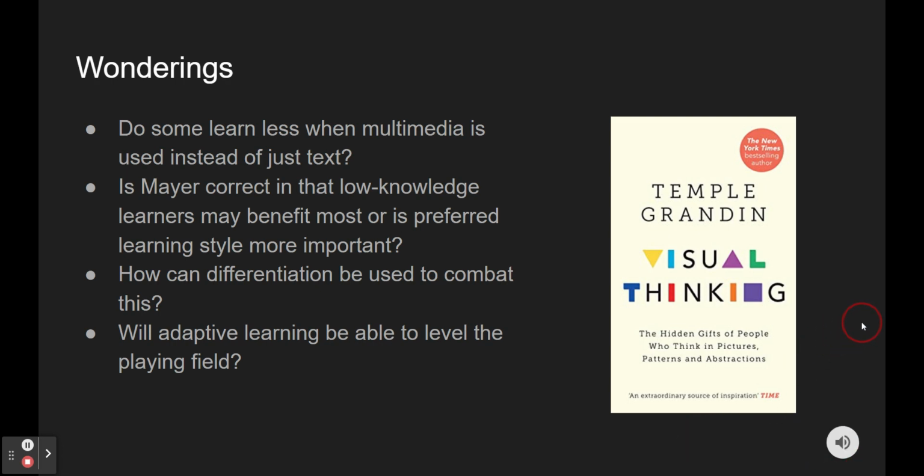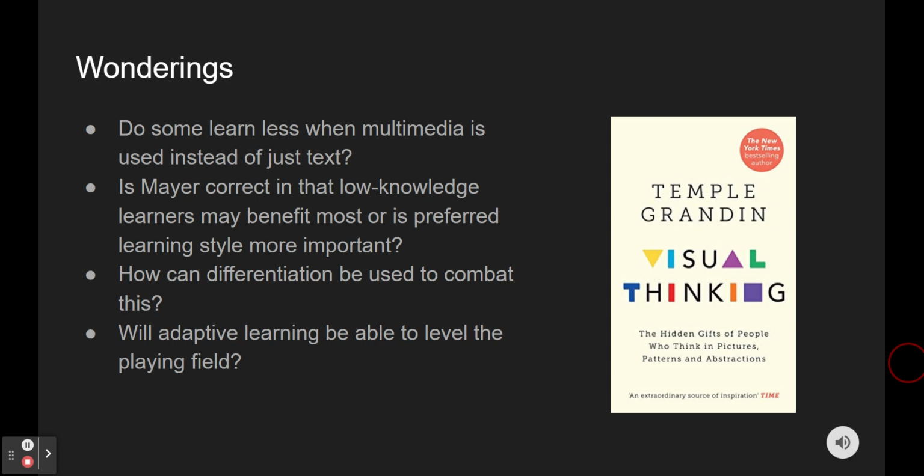While reading about Mayer's multimedia principle, I did have some wonderings that came as a result of another book I'm reading, titled Visual Thinking by Temple Grandin. Temple Grandin states that there are two types of learners, verbal learners and visual learners. Could some learners learn less when multimedia is presented instead of just using text alone?